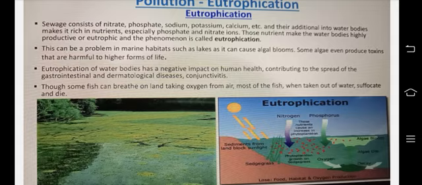So nitrate, phosphate, sodium, potassium, calcium. This can be a problem in habitats such as lakes, as it can cause algal blooms. Some algae even produce toxins which are harmful to higher forms of life. Eutrophication of water bodies has a negative impact on human health, contributing to the spread of gastrointestinal and dermatological diseases, and conjunctivitis.